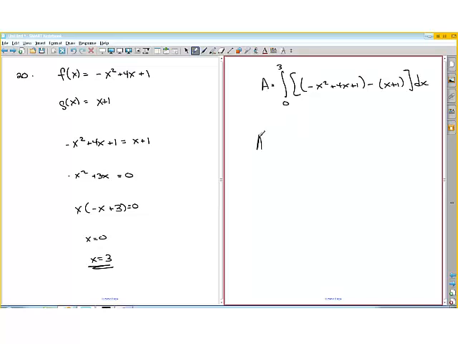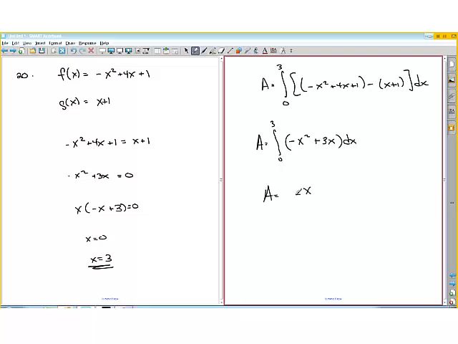Before we integrate, let's combine like terms. So we have negative x squared. We have 4x minus x, so we have plus 3x. And we have x plus 1 minus 1. So that actually ends up being what we got over here. Okay, so now we integrate.